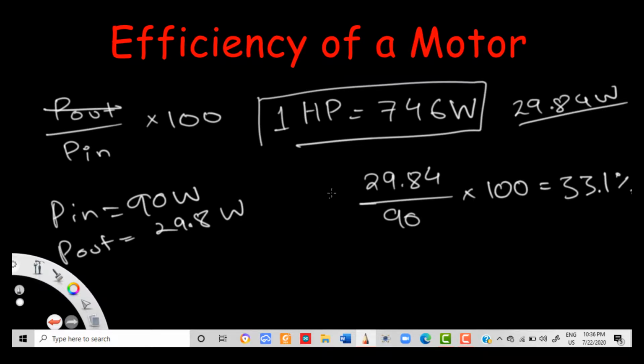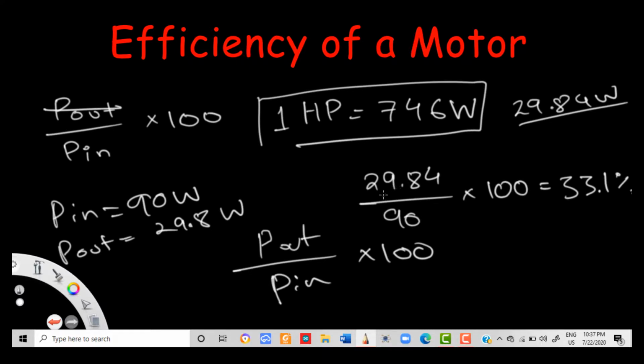So now you know that our main goal was to learn how to find out the efficiency of a motor. All you have to do is take the horsepower value, multiply it with 746 watts, and you will get the power output. Then you need the power input to apply this formula, and that's it. You can find out the efficiency of a motor.